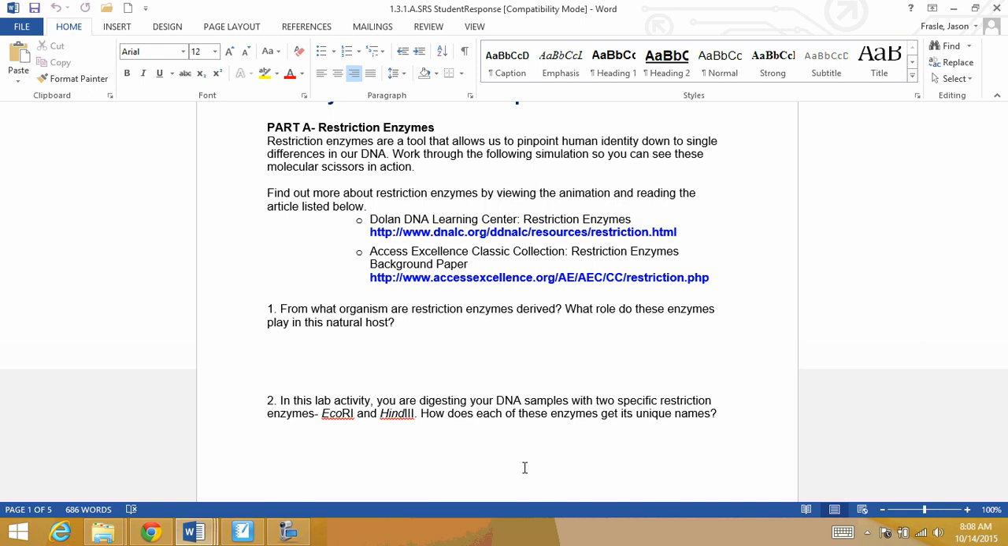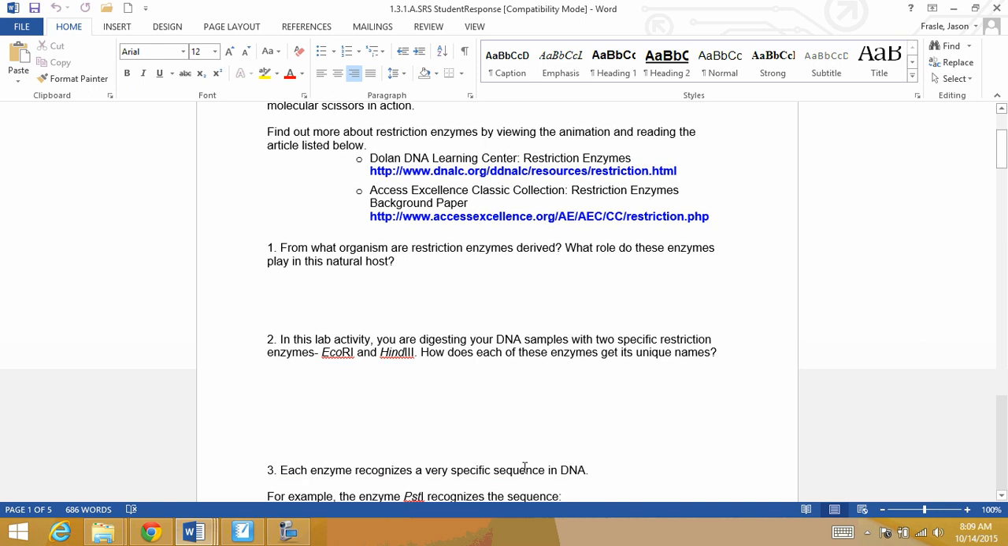Now, we're going to look at two different ones in here. We have EcoRI and HindIII. That's how you call them. I think it's called EcoRI and HindIII. How do we get these names? Where do EcoRI and HindIII come from?